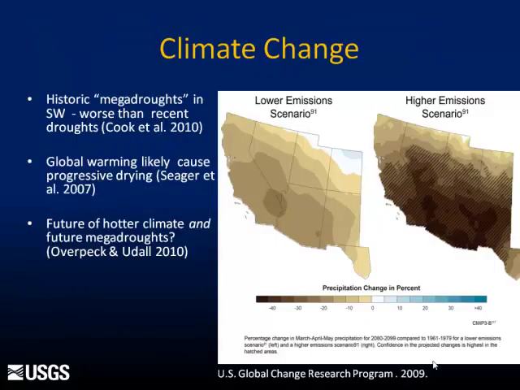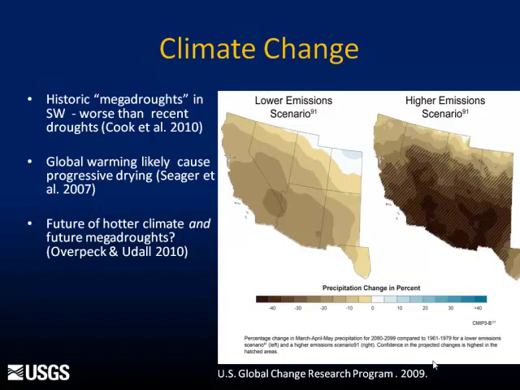Okay, quickly, I think I'll have enough time to talk about climate change. It's important to know that, and many of you do, I'm sure, that the Southwest is a place in the United States that has experienced extreme droughts in the past, or mega droughts. In fact, these droughts have been much more severe and much more prolonged than the most recent drought that we experienced in the early 2000s and the late 1990s.